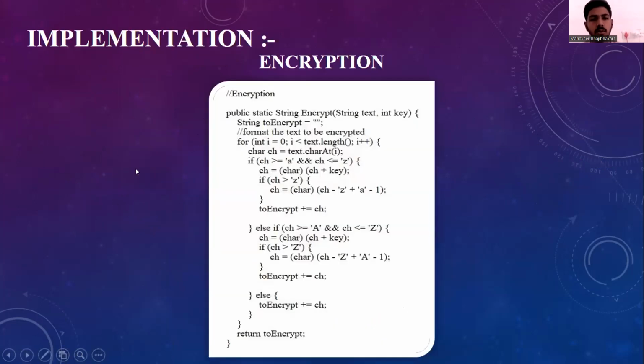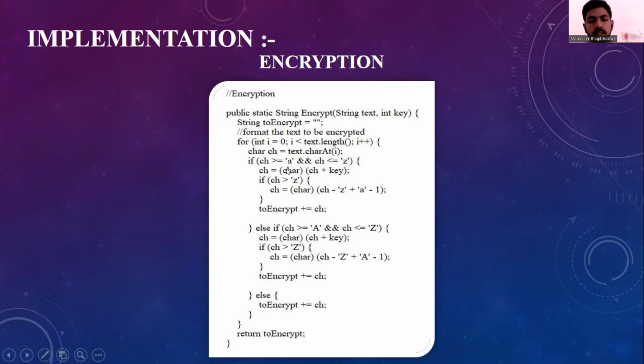Next slide. This is the code I have implemented for the encryption and decryption process. For encryption, I have created an encrypt method to which we supply the text and key. First I create an empty string, which will hold the encrypted result. Then we take the text from the user, the plain text, and apply a for loop which travels up to its length.